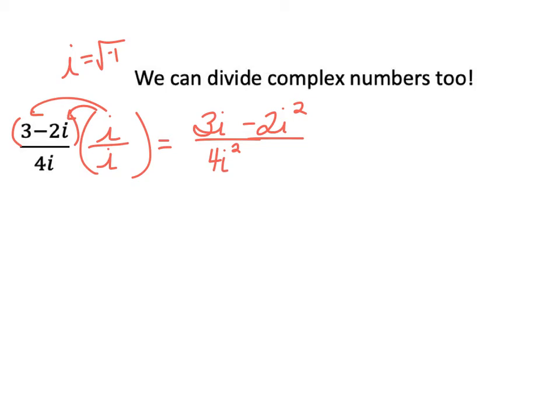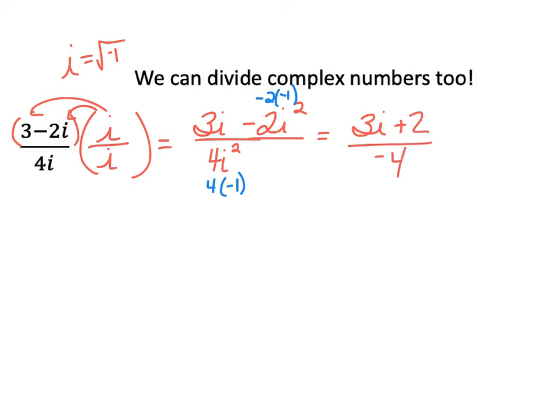Now, i squared we know is negative 1, so this is the same as 3i, and here I would have negative 2 times negative 1, and in the bottom I'd have 4 times negative 1. So that's going to be plus 2 over negative 4, and now I'm going to clean this up.